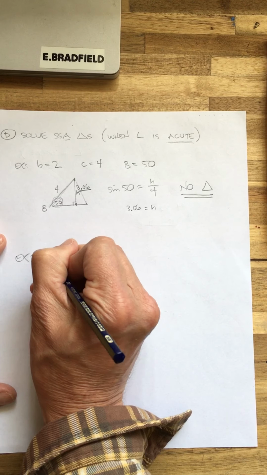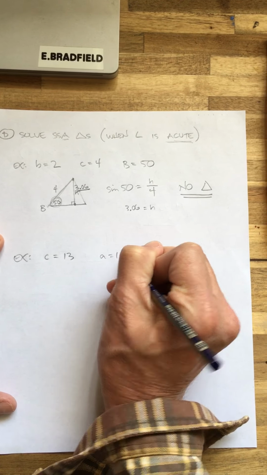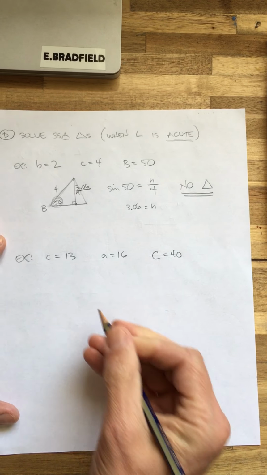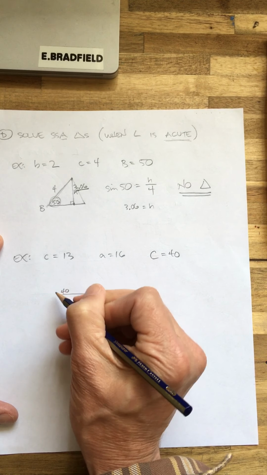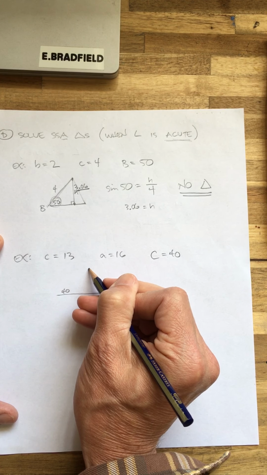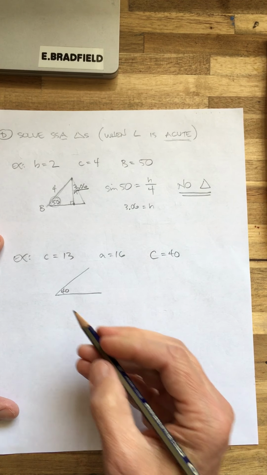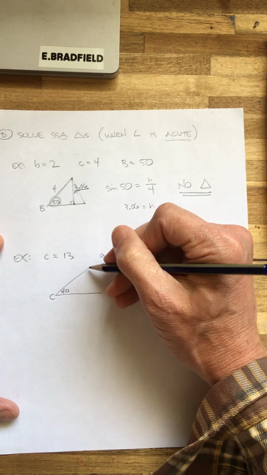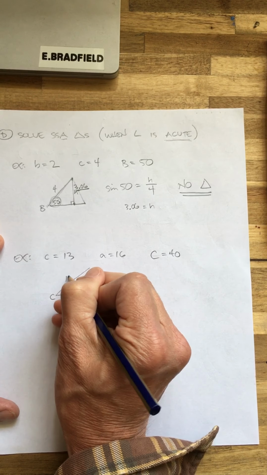So side C is 13. Okay, side A is 16. And angle C is 40. Okay, so here we go. I like to draw a picture and put that 40 right down here. To the best of my ability, I'm going to draw a 40-degree angle. Looks something like this. Okay, that's a 40-degree angle. Angle C. Side C, 13 would be across from it. It would be over here, right? So I'm going to call this guy 16 right here.